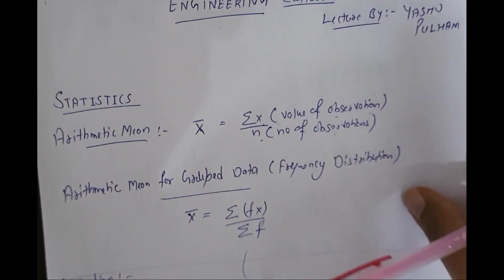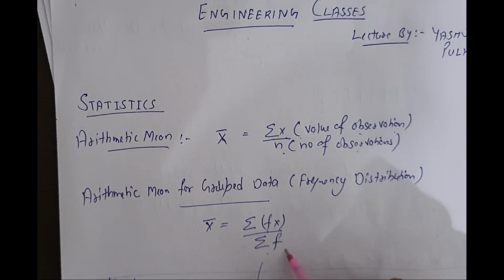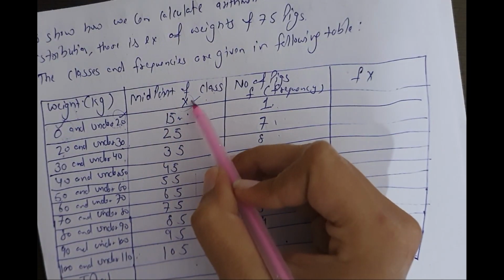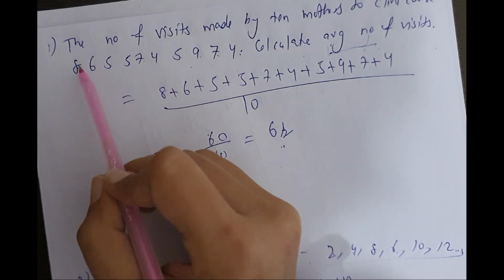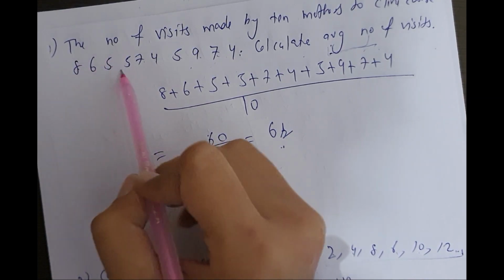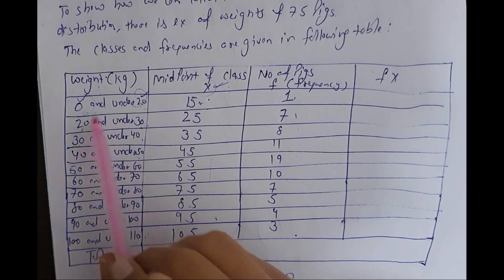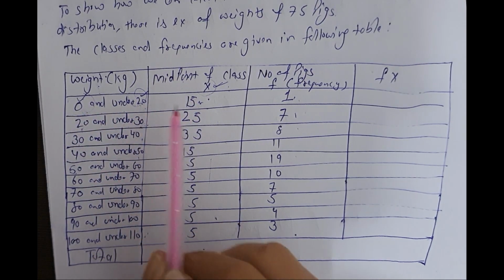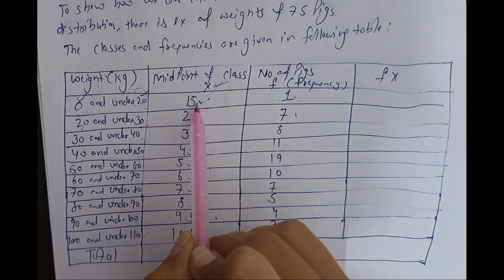Now how can we find its mean? That is summation of fx upon summation of f. Midpoint is its x. In the previous question this was x, where we were given the accurate value of x. Here, in this type of question, we have to find its midpoint, that is its x. When two values are given, then we have to find its midpoint to find the value of x.